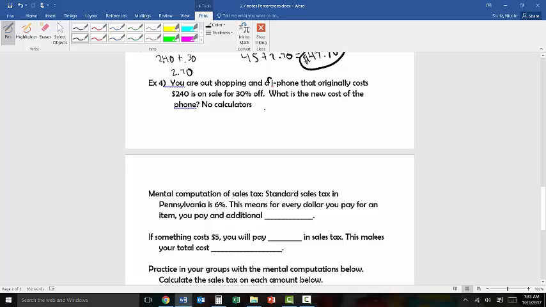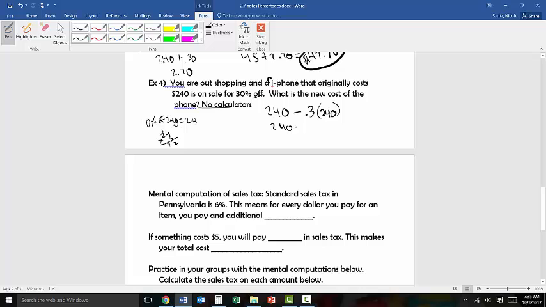Okay, so you're going to take your original price, and it's 30% off, so that means you're going to lower the price by 30% of 240. So again, there's no calculators. We should be able to use the 10% trick. So 10% of 240 is 24, right? Move the decimal left once. So if you want 30%, you have to do 24 times 3. So you're going to get 72.